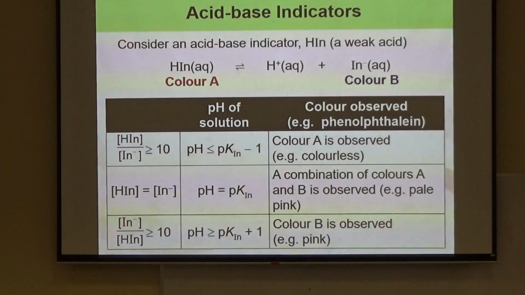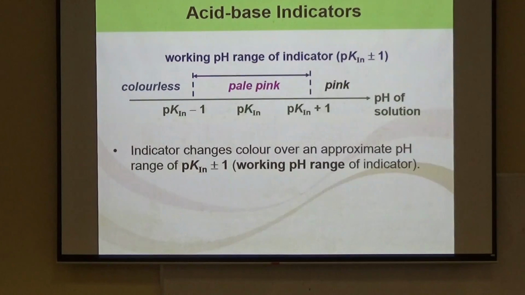In the case of phenolphthalein, usually the color changes when the HIn is 10 times that of the In minus, or the In minus is 10 times that of the HIn. Now, translated to pH terms, basically it means plus or minus 1 of the pH, of the pKa. That is what we call the working range.